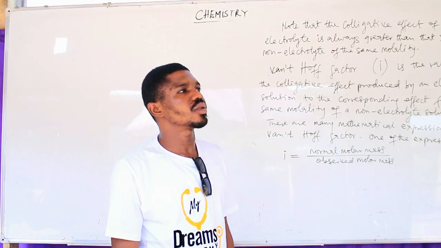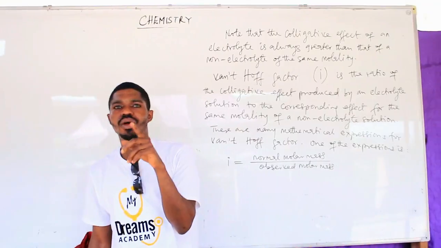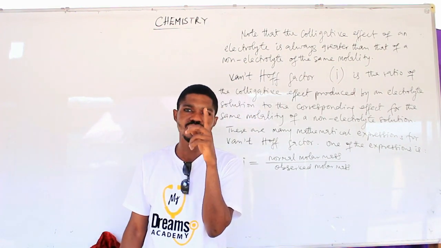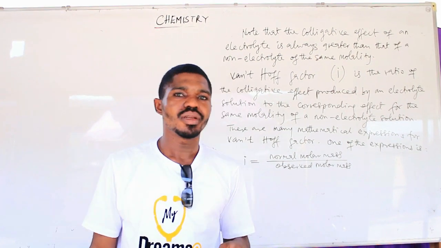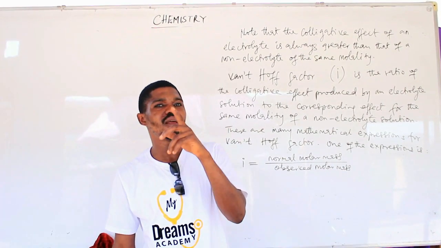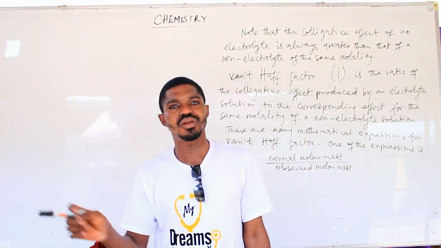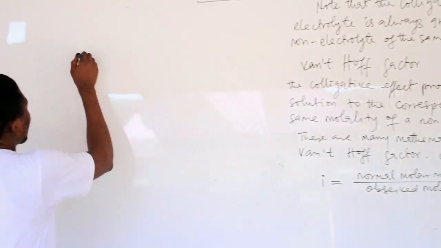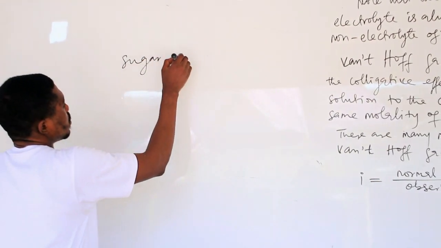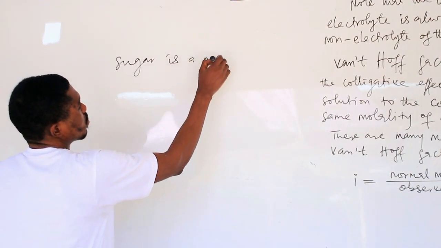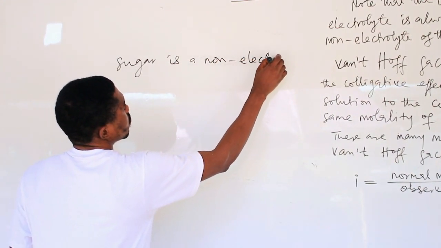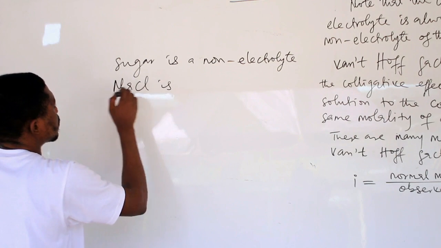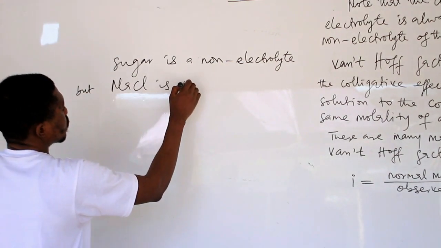All right, so we have been talking about colligative properties of a solution that contains non-volatile solute. Now, a non-volatile solute could be an electrolyte. It can also be a non-electrolyte. I want you to know that sugar is a non-electrolyte, but sodium chloride is an electrolyte.